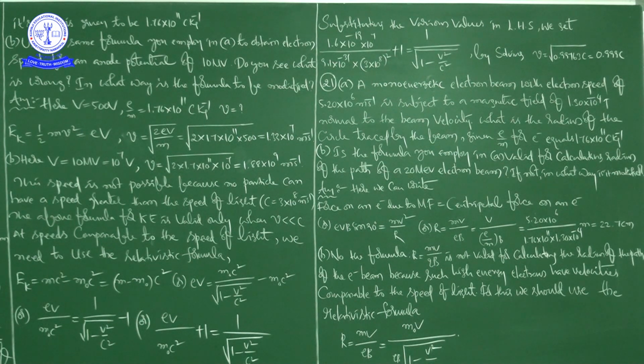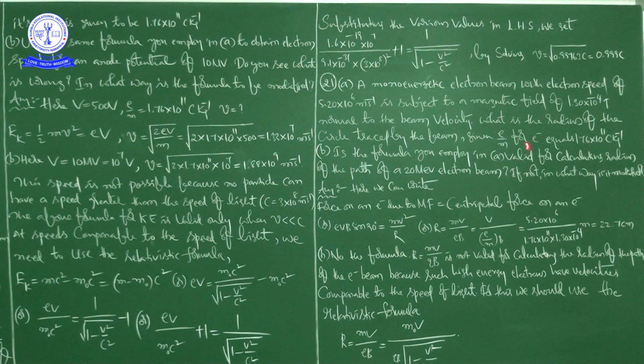See this. So in the second part B, what he is asking is whether the formula we used is valid for calculating the radius of the path with this energy value, that is 20 million electron volts of electron beam. If not, he is asking how it should be modified, right?